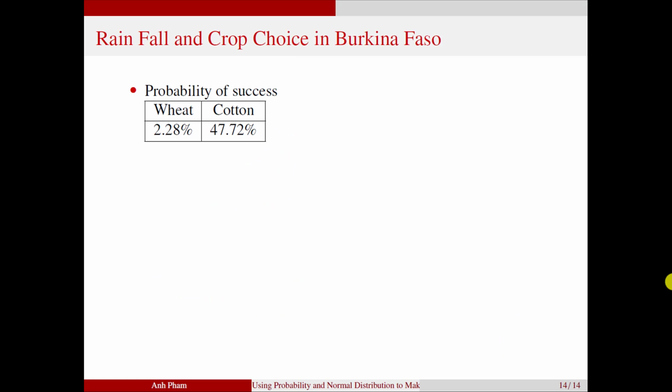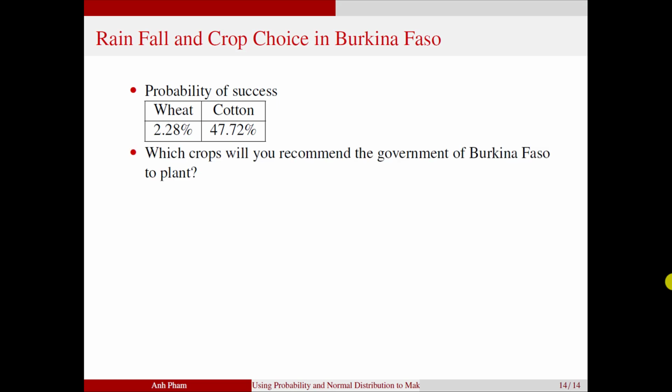So in this table, you can tally that wheat is going to succeed with a probability of 2.28%, and cotton with 47.72%. So which crop will you recommend the Burkina Faso government to plant? In this case, you're going to recommend cotton. So this is an example of how we can use probability to directly answer a policy-relevant question.